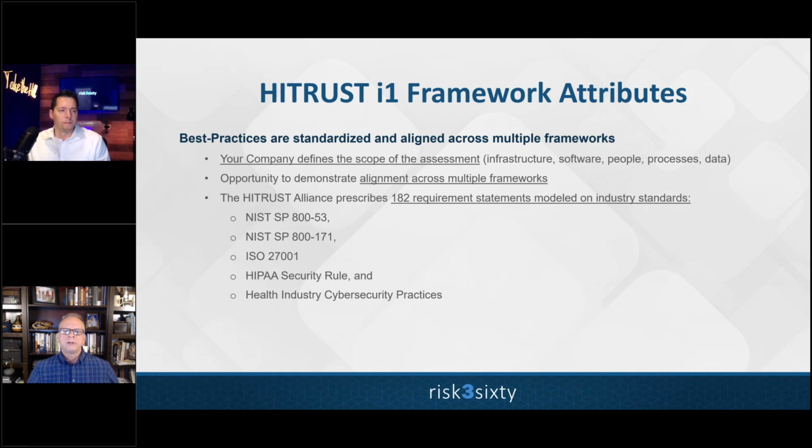Then examination reporting. This must be done by an approved HITRUST external assessor, such as Risk 360. The I1 is also an opportunity to demonstrate information security alignment across these multiple frameworks. And like we said before, HITRUST prescribes 182 requirement statements for the I1, and the frameworks that they rely on are NIST 853, NIST 800-171, the HIPAA security rule, and the HICP.